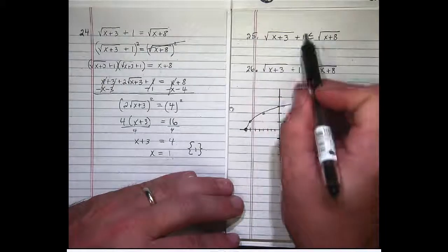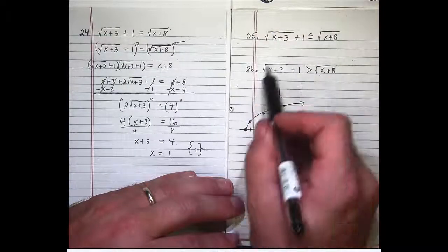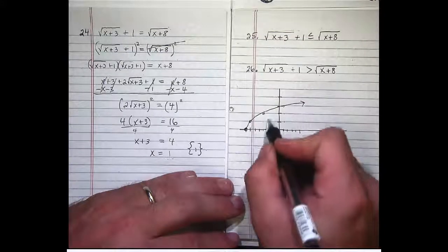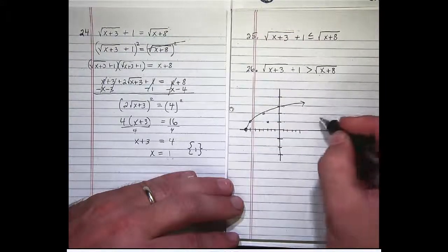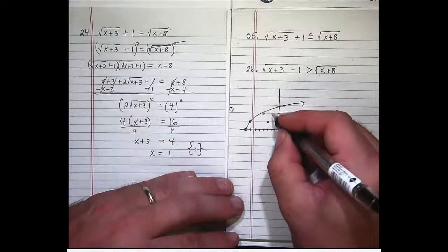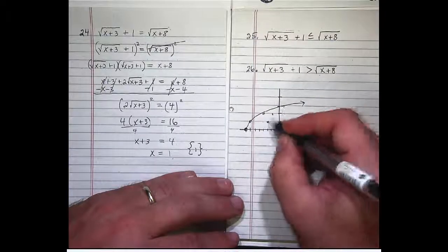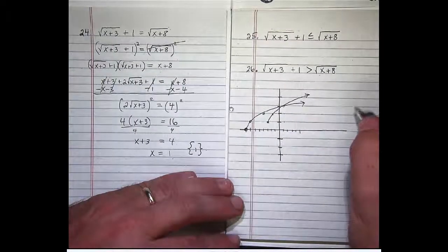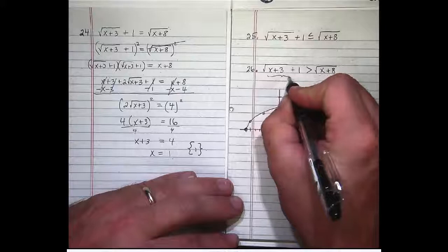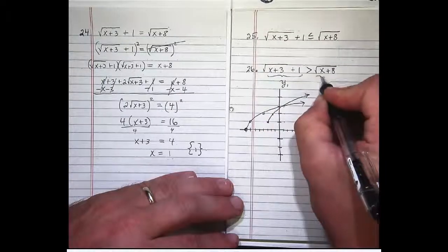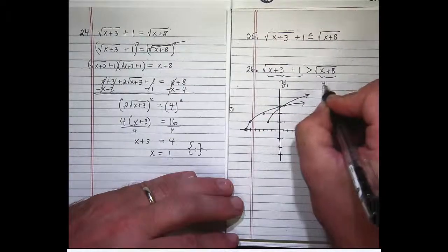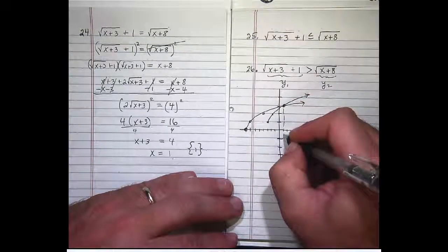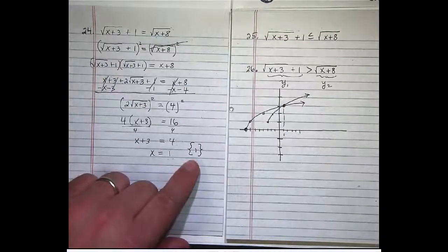This other side is a radical function that has been shifted back 3, 1, 2, 3, and up 1. So it begins here, over 1, up 1, over 4, up 2. And you guys can see that those two functions, call this right side y1, call this left side y2, intersect at this point. That point is at 1. That's the solution we got here. All right.